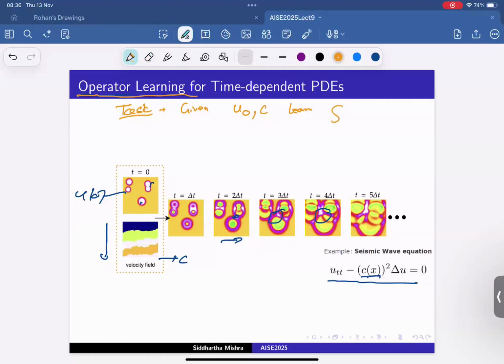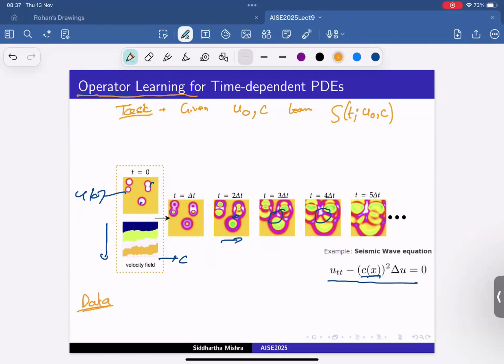So S is the solution operator at any given time t, given U naught and C. This is going to be my task in a way: I have to learn the operator at any time t. And what is the data?